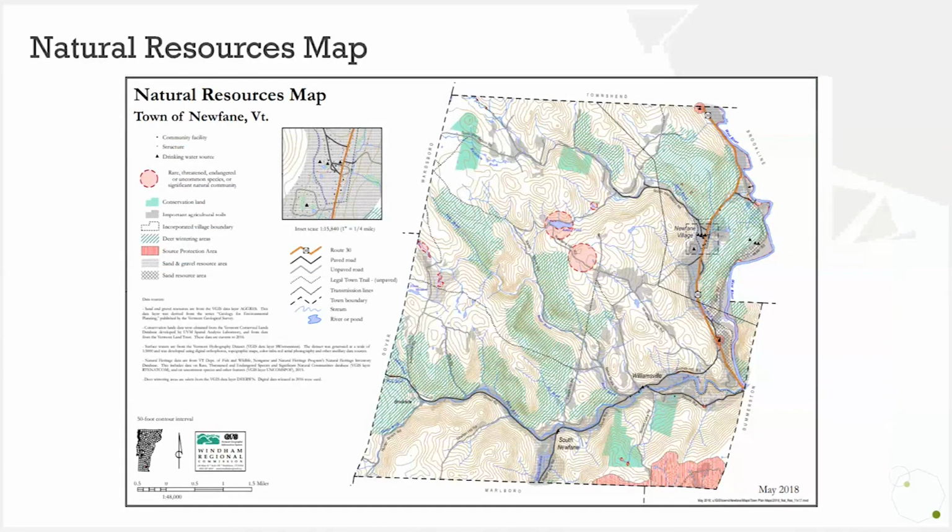Now, if we begin to dive into the Newfane town plan, I went right to the mapping section, and this map here from 2018 has a lot of excellent elements. It's got rare, threatened, and endangered species data. It's got deer wintering area. But what it doesn't have is those forest blocks and habitat connectors. So while this is a good map in many ways, it's missing that requirement to map those Act 171 elements of forest blocks and habitat connectors.